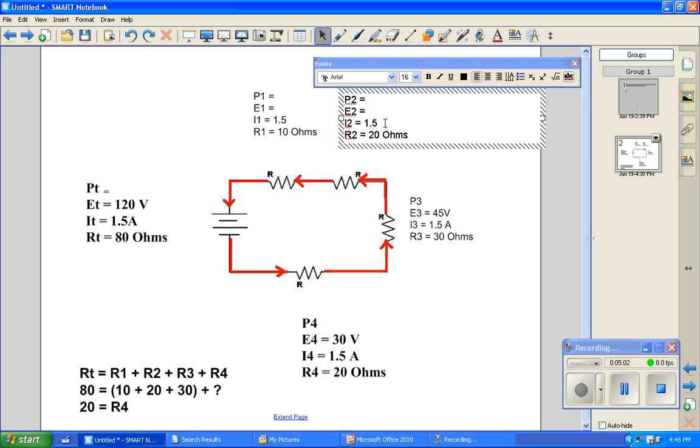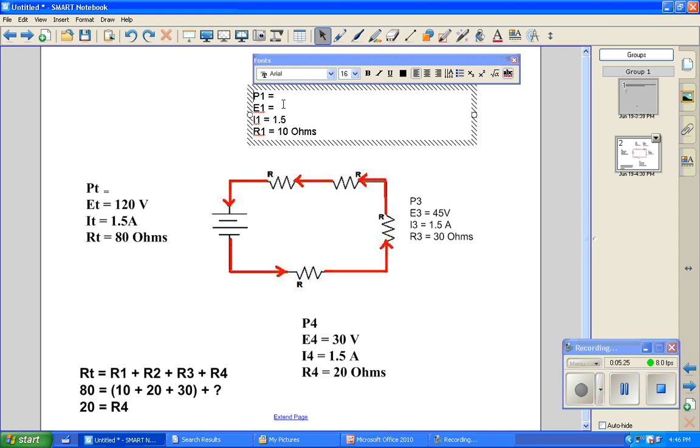And now if I just arrow back over 30, I can put in 20 again. Well, we know that's 30 volts. We don't have to do that. And then we're going to go back to the first one, and I can figure out this one. 10 times 1.5 is going to be what?